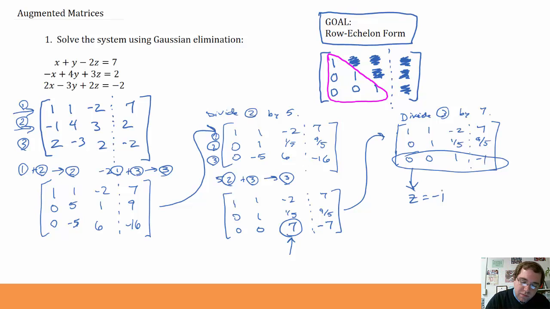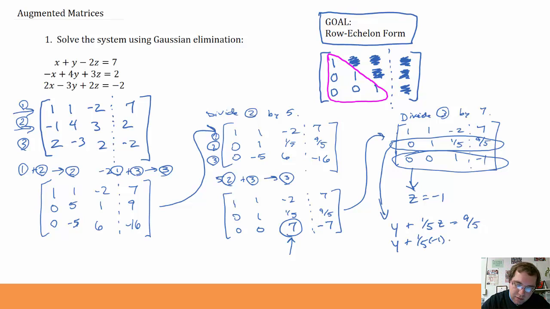The second row, it says that 1y plus 1/5 z equals 9/5. But I know z is negative 1. So y plus 1/5 times negative 1 equals 9/5. So y equals 9/5 plus the 1/5, when I add that to the other side, makes 10/5, which is 2.